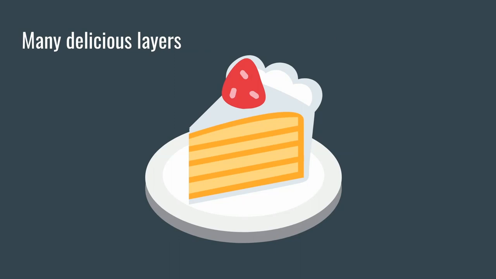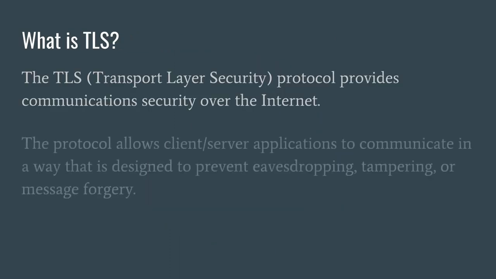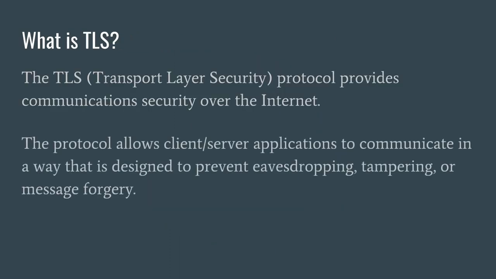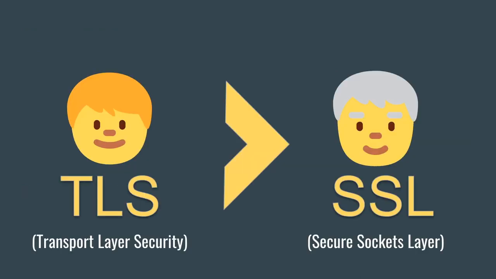What we're going to dive into is the TLS layer, which in itself also has all these little layers and algorithms building on top of each other that we're going to dig into. The spec continues: the protocol allows client-server applications to communicate in a way that is designed to prevent eavesdropping, tampering, or message forgery. We'll dig into what each one of those means in a second. Oh, and a quick terminology note. You'll often see the acronyms TLS and SSL used somewhat interchangeably.